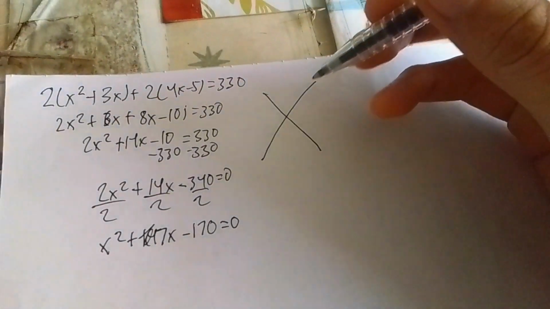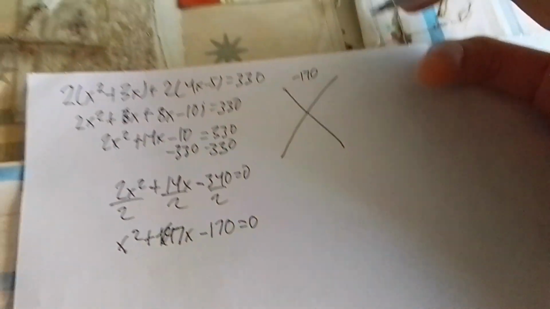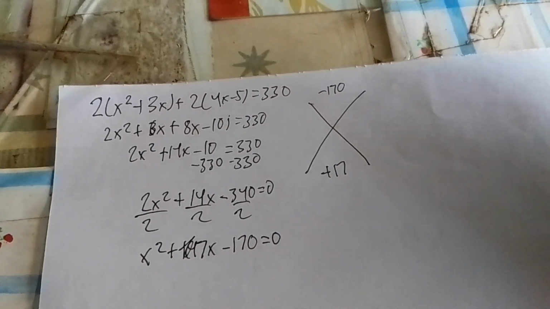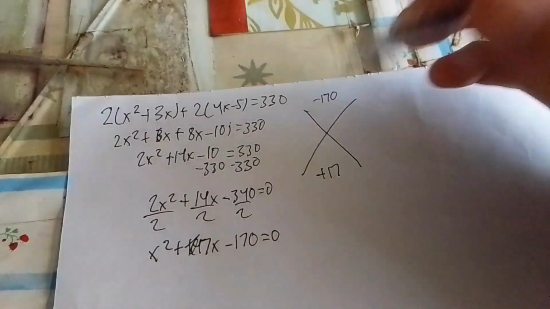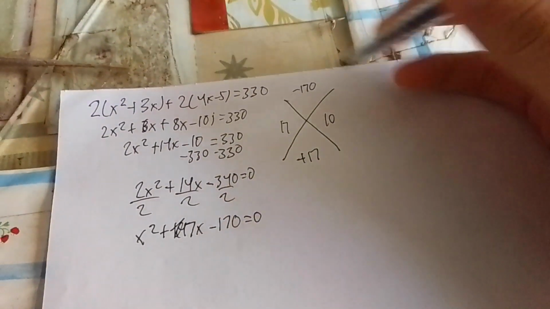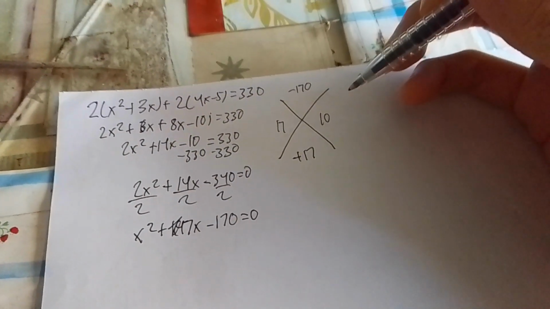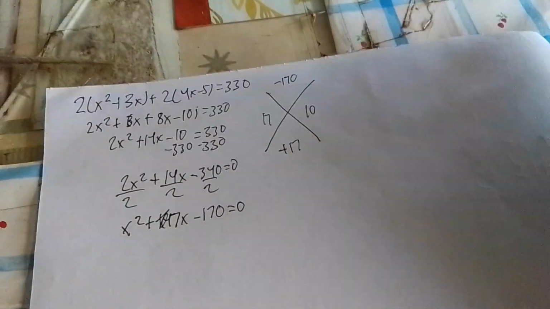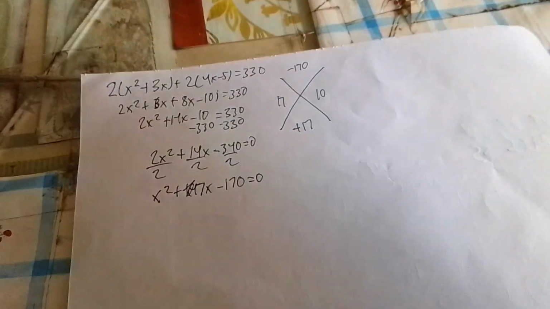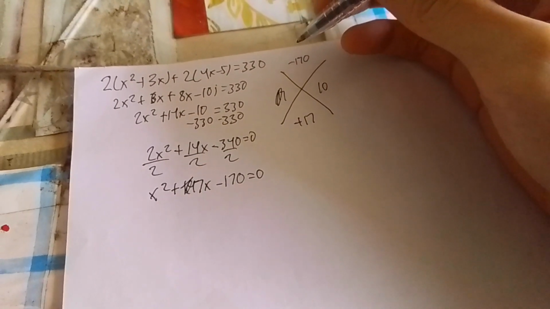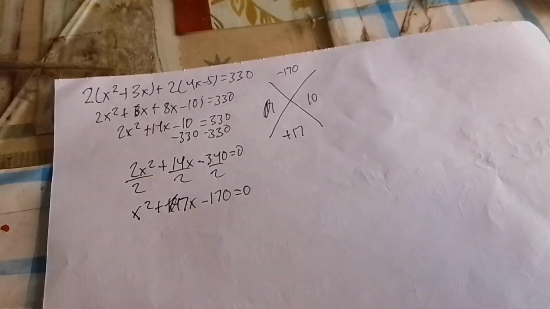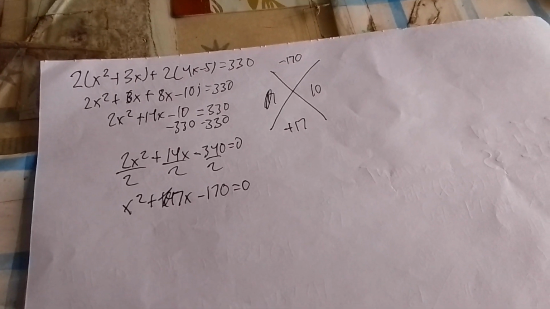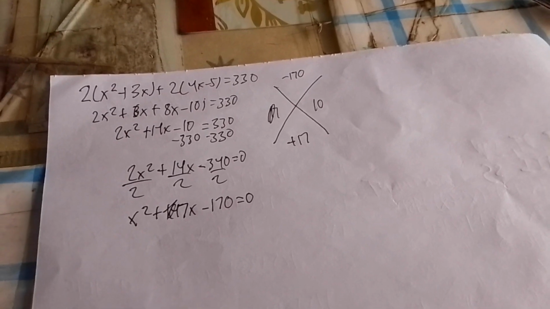The top represents the multiplication, the product. We need to get 170. And the sum we need to get is what? 17. Can you think of numbers that can solve the puzzle? How about 17 and 10? 17 times 10 gives you 170. 17 plus 10 gives you 17. Wait a minute, I meant 7. Wait, this could be a bit wrong.